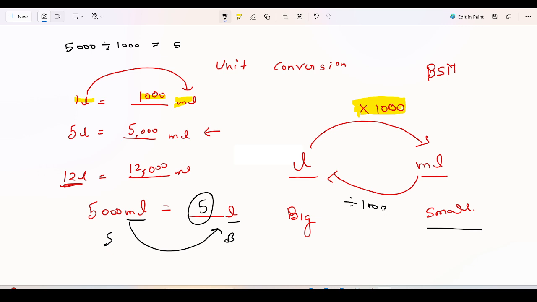So when we are going from smaller to bigger, we divide. So the rule is BSM: bigger to smaller, multiplication. SBD: smaller to bigger, division. D stands for division. So this is the rule. And obviously, when we are going from bigger to smaller, there would be more.